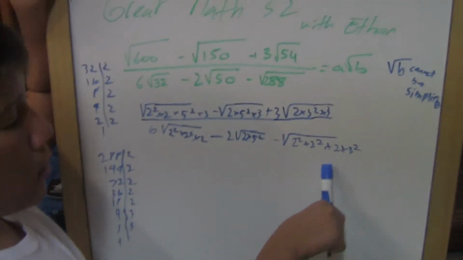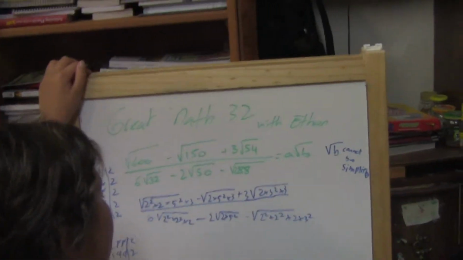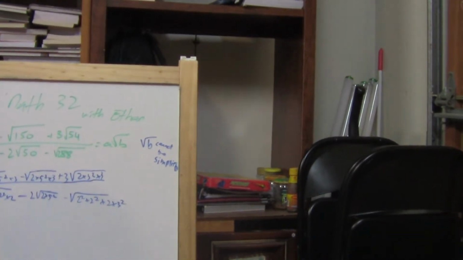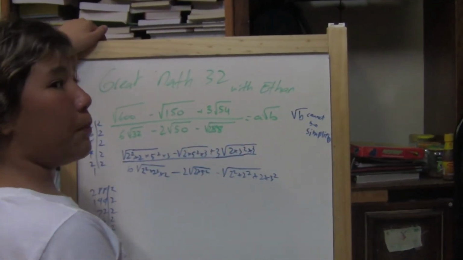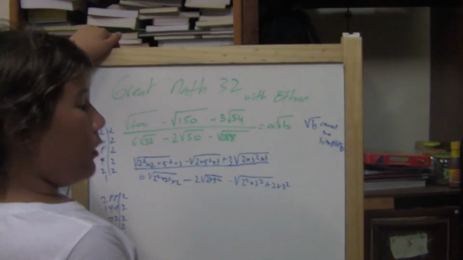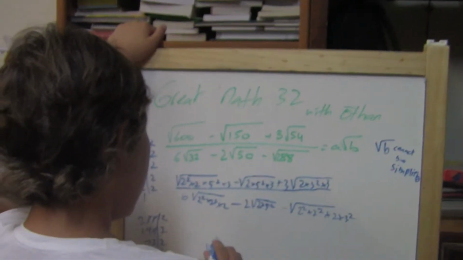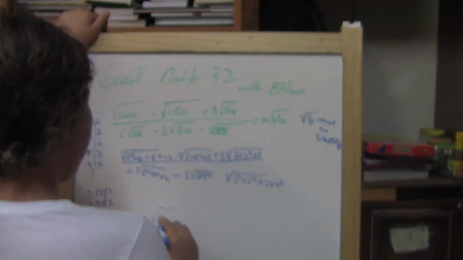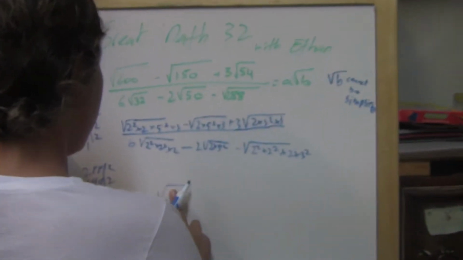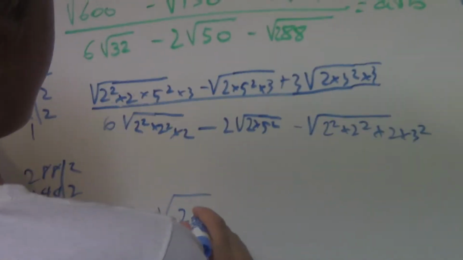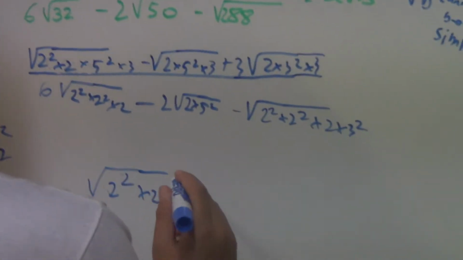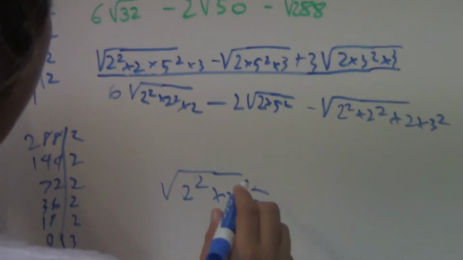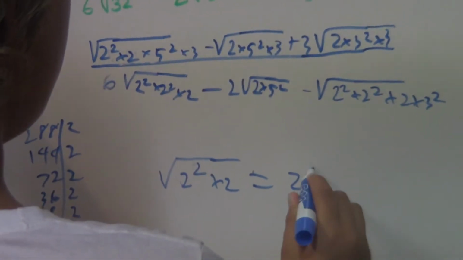Okay. So now basically at this point we know what to do. We get those that are squared out of the square root, because basically think of the square root as a prison. A prison cell, to be exact. Only those with a square can get out. But those that do not have a square cannot get out. So basically the square root of 2 squared times 2 will equal 2 times the square root of 2.